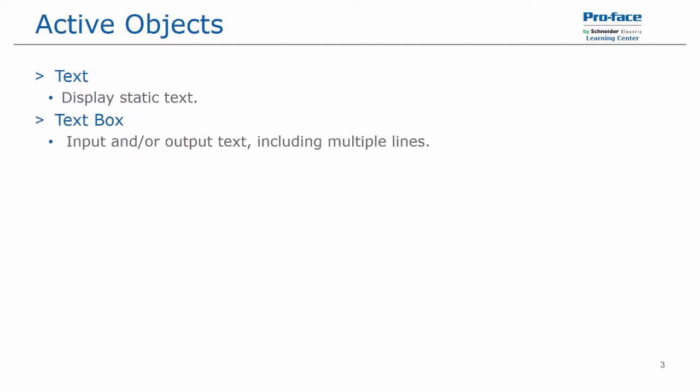When configuring screens in Blue Open Studio, there are 9 different active objects that we can use. The most basic is the text object, and this just displays static text. It cannot have a tag associated with it, it's just strictly a label or caption. Then a text box allows you to input or display data from a tag or static text as well. And this doesn't necessarily have to be string data. This could also be numerical data from an integer or real.